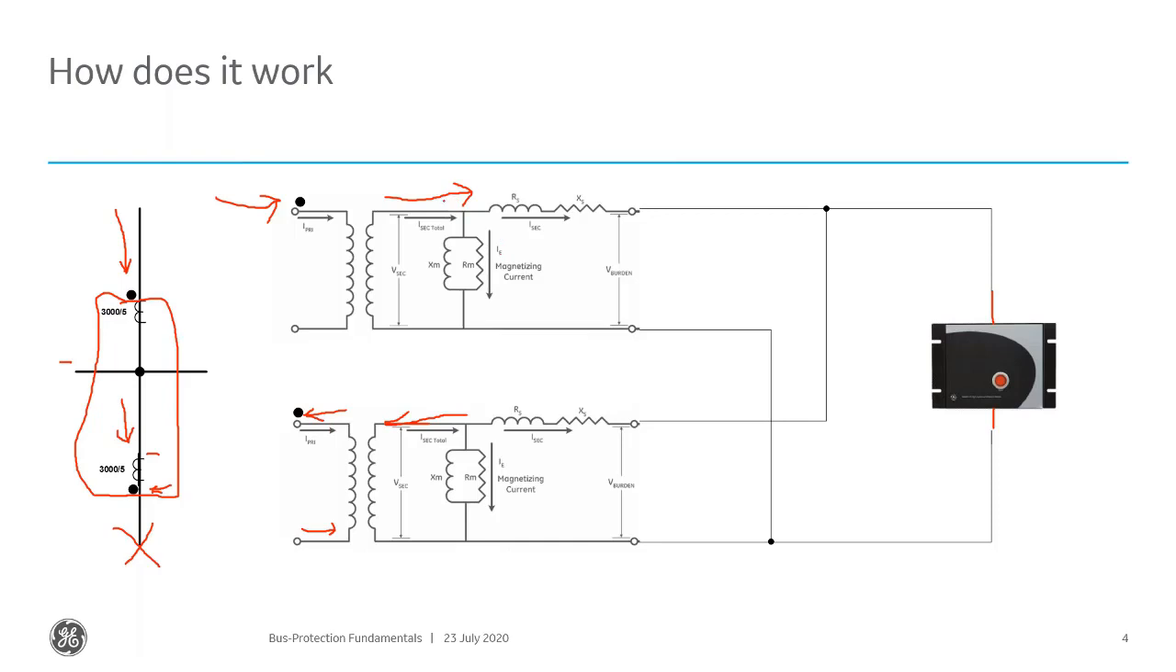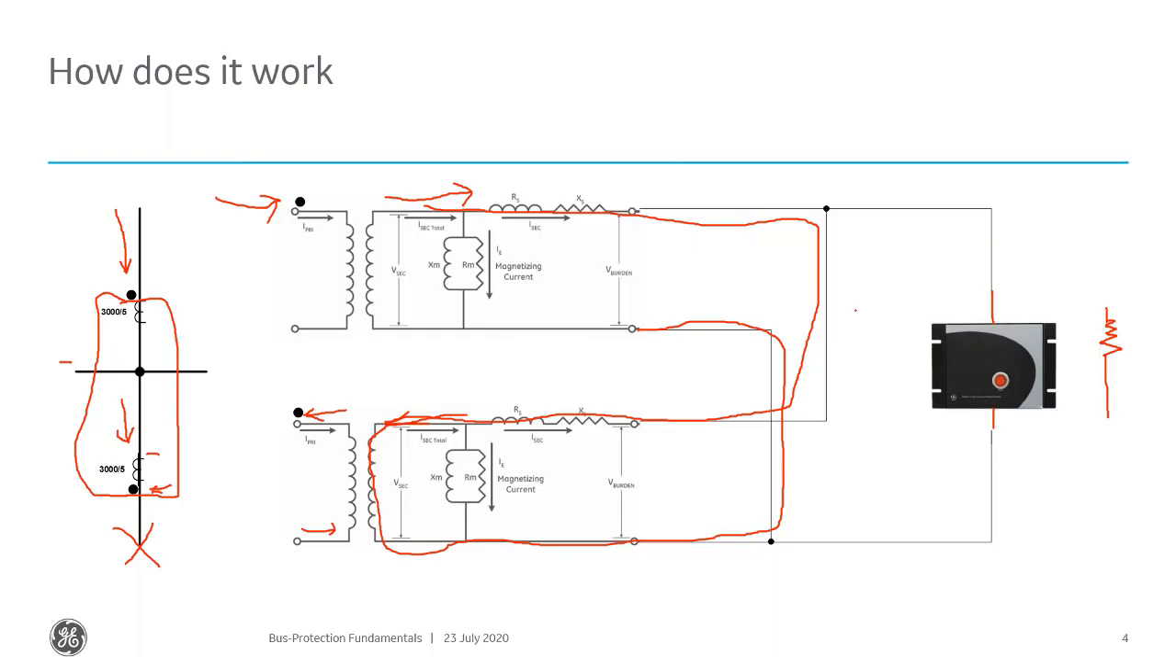Now, what ends up happening here is this current, this secondary current, is going to circulate in the secondary of the CT. The reason it's going to circulate in the secondary of the CT is because of this 2000 ohm resistor. Remember, sitting inside of this thing is a 2000 ohm resistor.